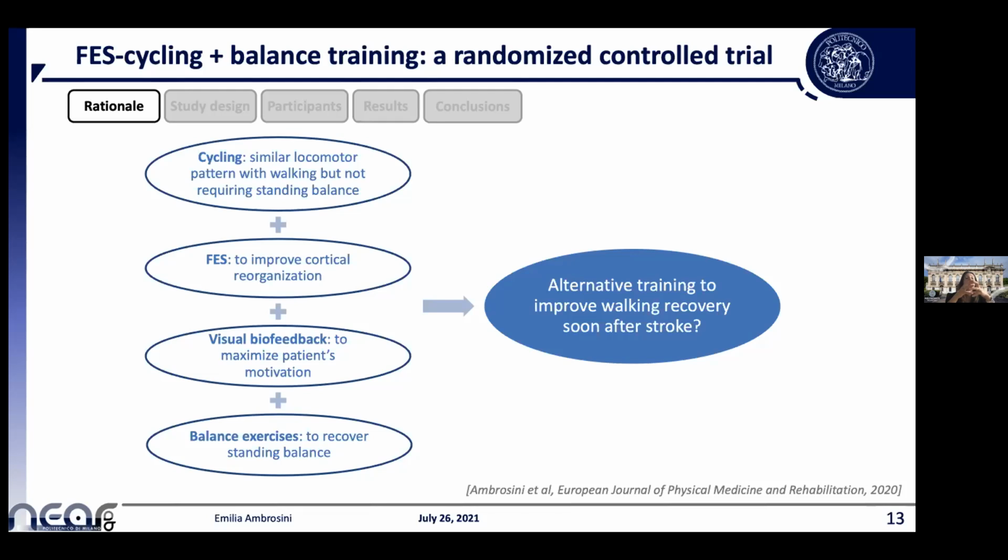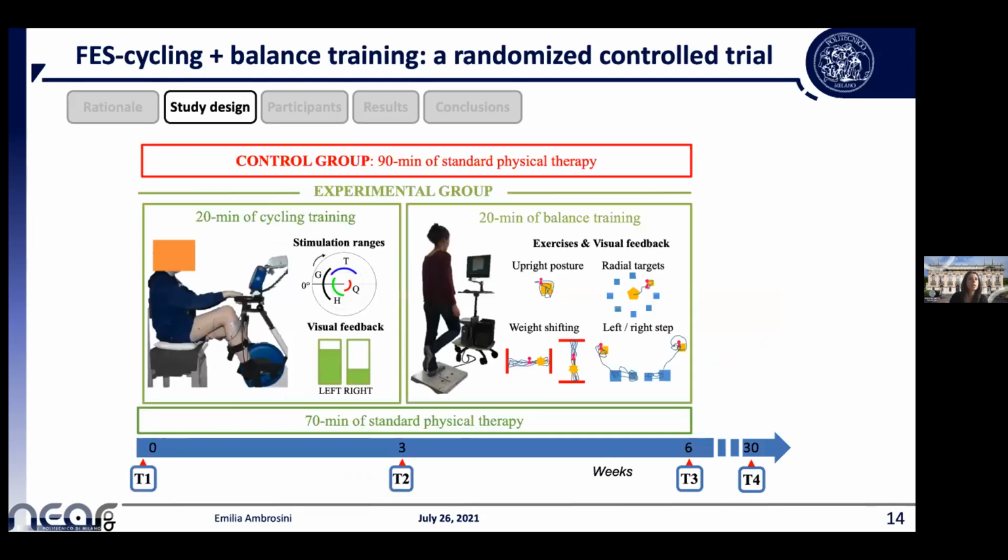And then we combined balancing exercises that were proposed in a second phase of the intervention. I will explain it in a while with a little bit more detail, in order to recover standing balance. So the idea was to propose a 2-phase intervention. So here is the study design.